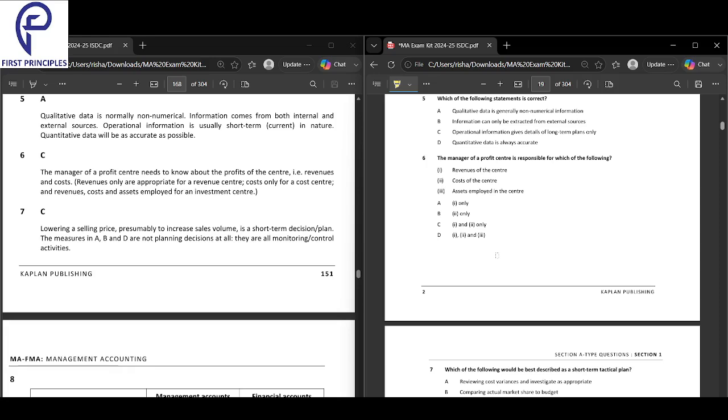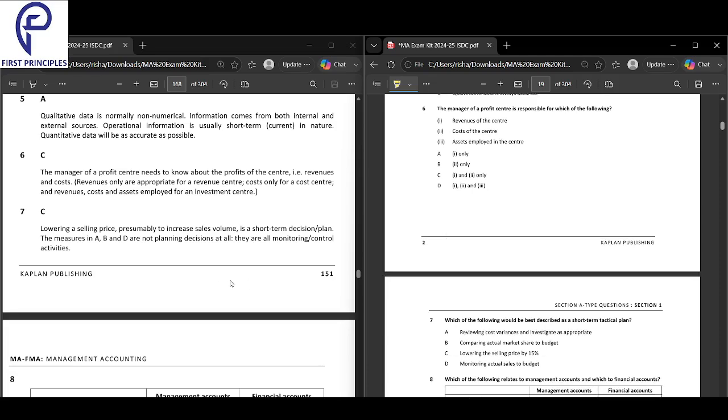Information can only be accepted from external sources, not necessarily. Information can be from internal also. Operational information gives detail for long-term planning. No, operational can give short-term also, and it's very detailed, and it is also needed with more frequency. Quantitative data is always accurate, not necessarily. It can be incorrect. Okay, so this is the right statement, that qualitative data is generally non-numerical information.